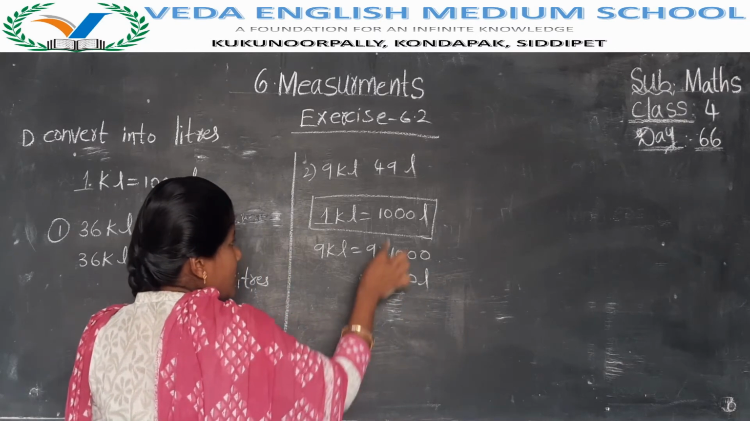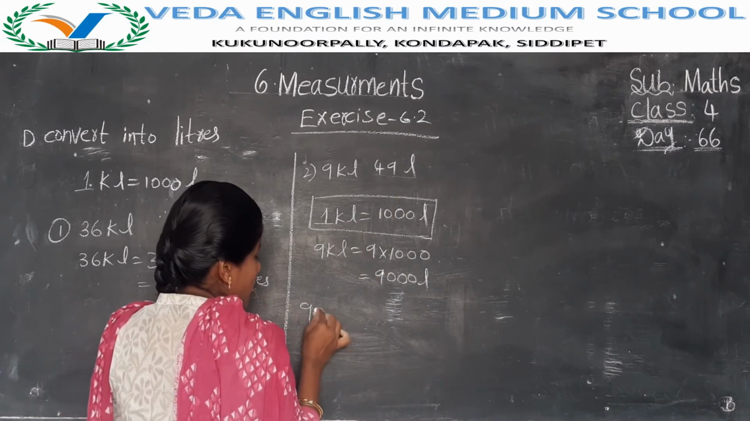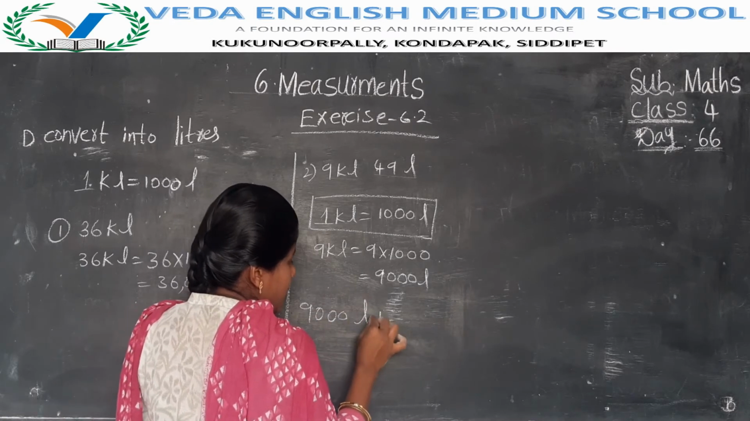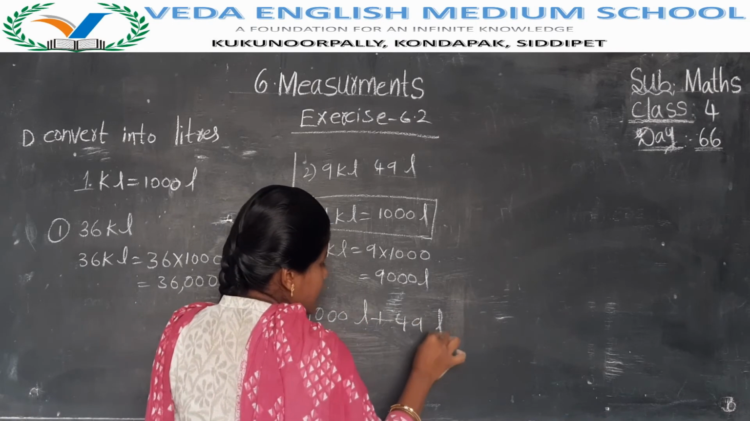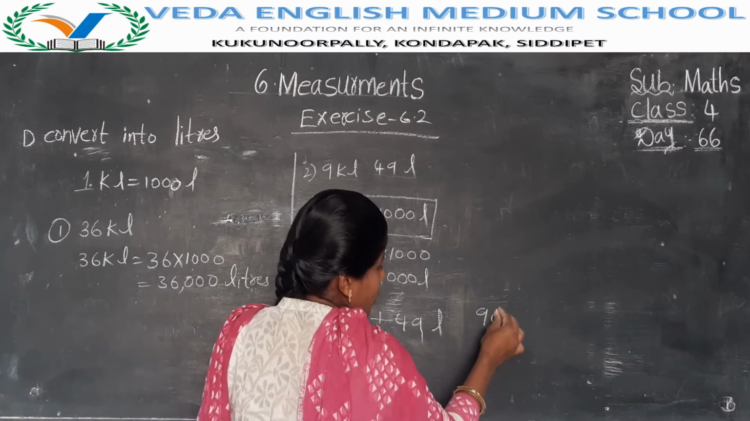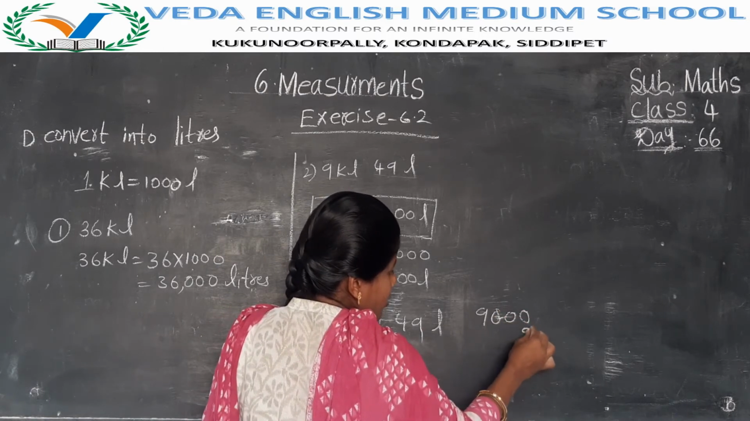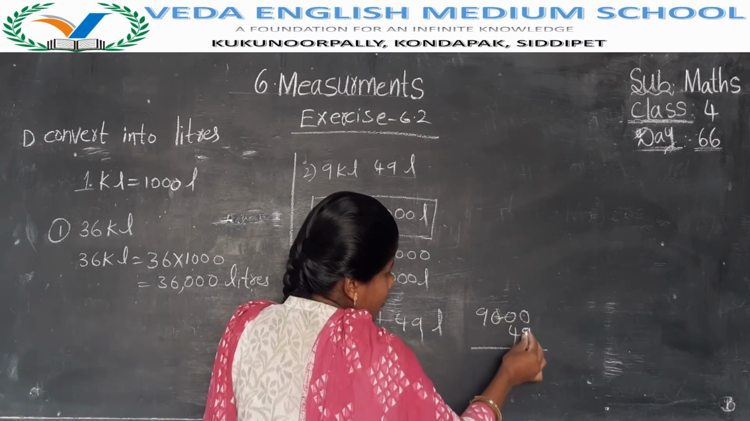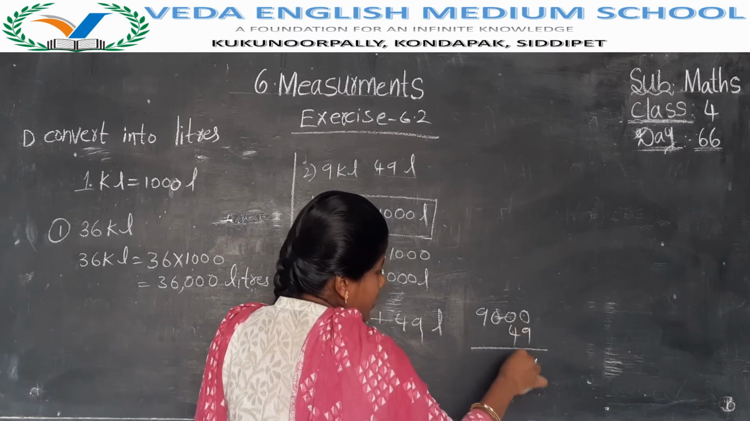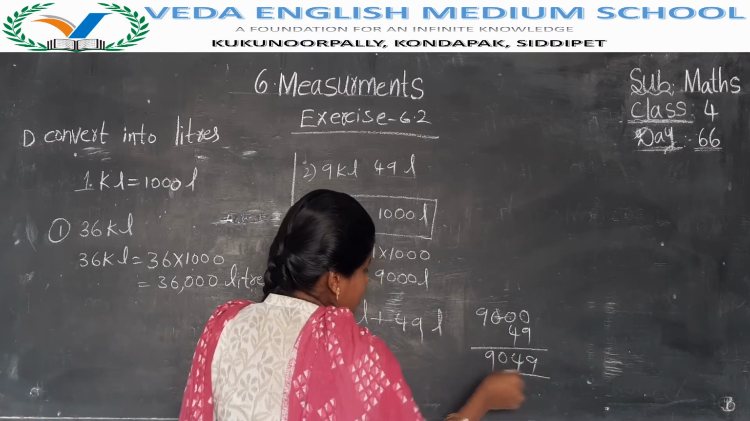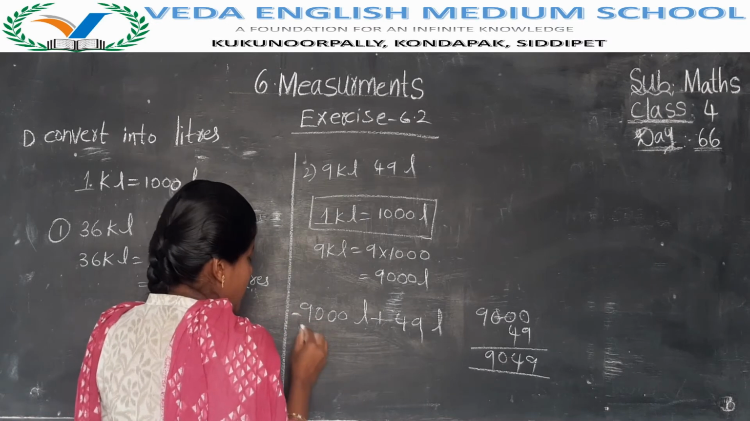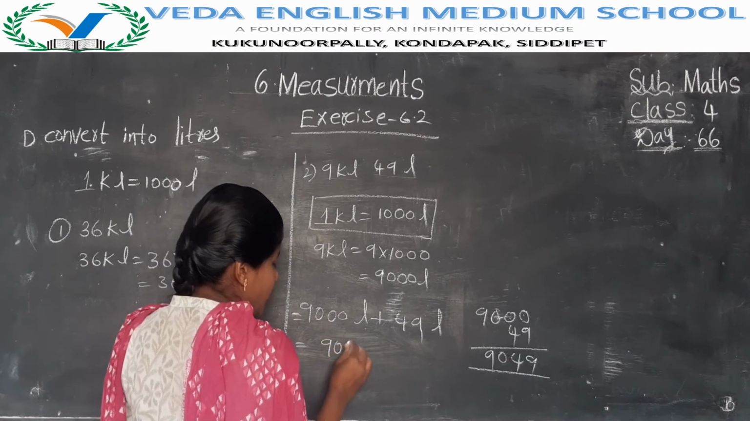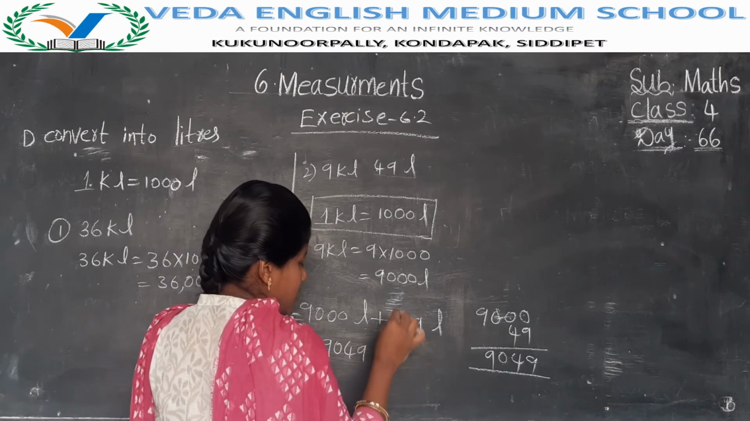Now it is 9000 liters plus 49 liters. 9000 plus 49: 0 plus 9 is 9, 0 plus 4 is 4, 0 as it is, 9 as it is. It becomes a total of 9049 liters. Okay.